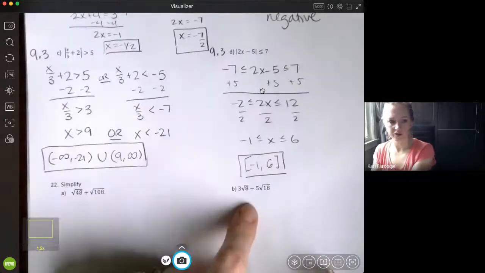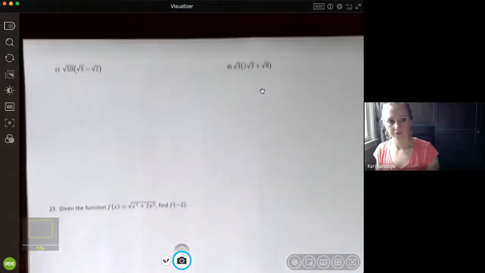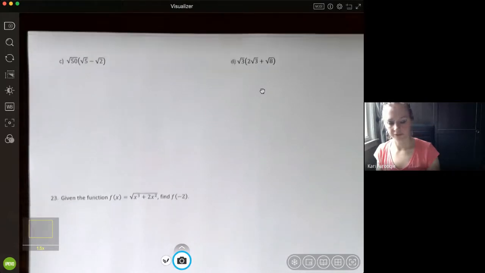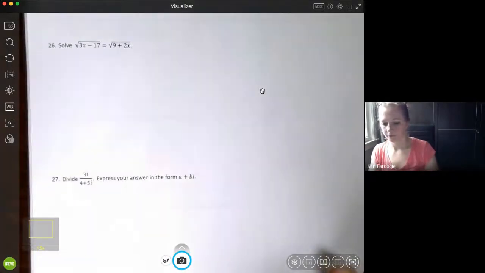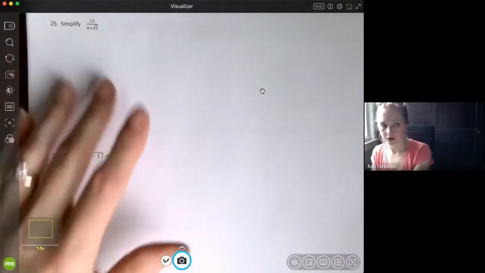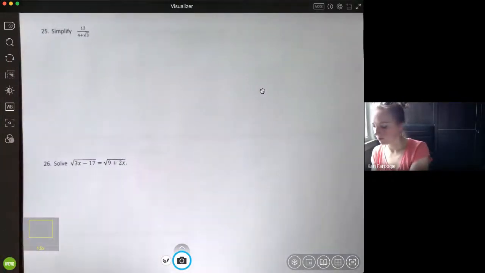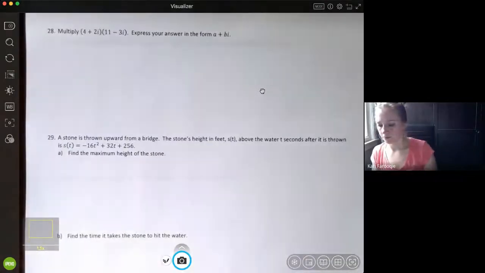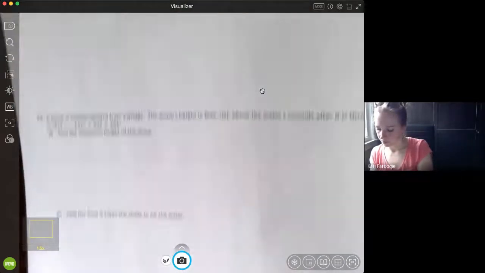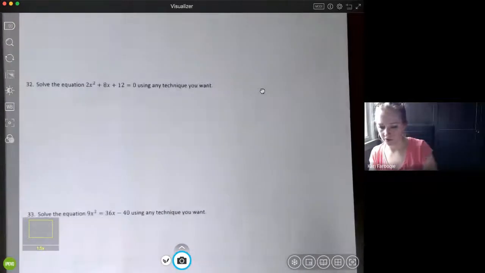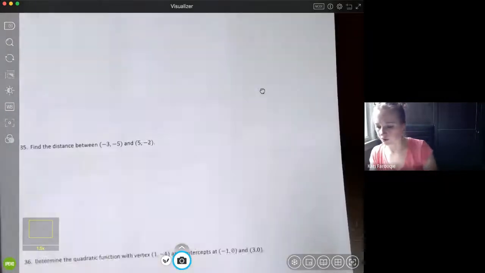Okay, these are much more recent from chapter 10. Let's see. Also chapter 10. Let's see, this was 10.6. That was 10.5. 10.6. 10.7. So this is all chapter 11. This is a bunch of solving quadratic equations.